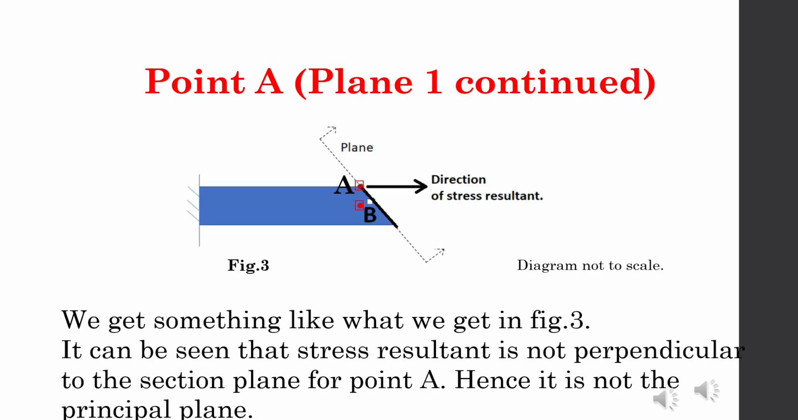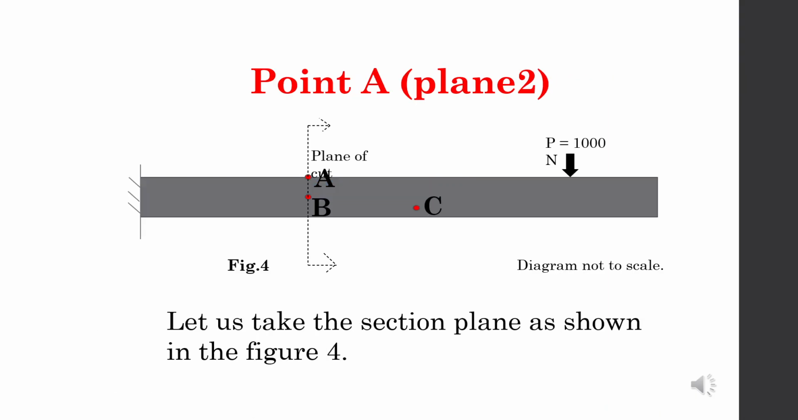As I had discussed, there are 3 points we are going to analyze: A, B and C, and you can see A and B are highlighted. I'm going to do the analysis of stress for points A and B, and I'm going to leave point C as an exercise for you. So we have taken a plane inclined at 45 degrees and we have understood that it is not the principal plane. Now let us take a vertical plane as a cutting plane and let us see the direction of the stress resultant with respect to the plane.